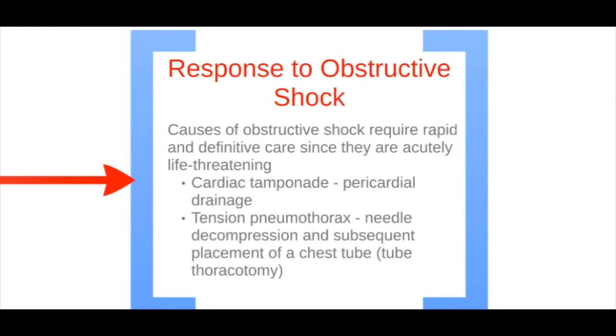In response to obstructive shock, the cause requires rapid and definitive care because they are actually life-threatening. Cardiac tamponade consists of pericardial drainage, while tension pneumothorax requires needle decompression and subsequent placement of a chest tube.